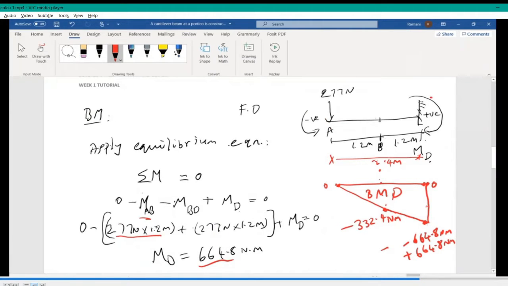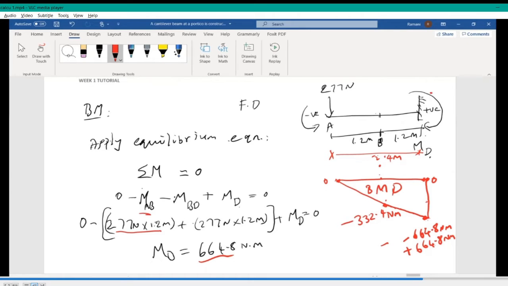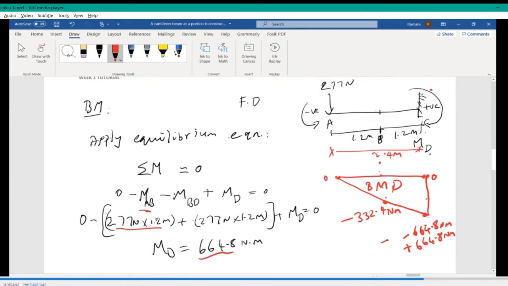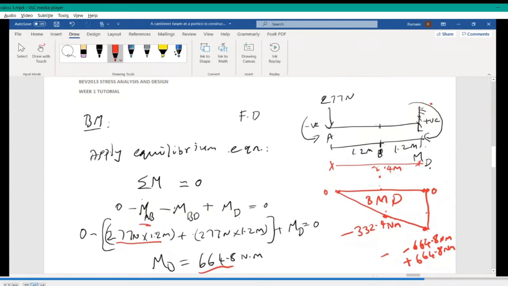Next portion, the same question I will continue for your calculation of shear stress. Any question here? Do you have a question for the number 1? Shall we move on to the second question? Hello guys. No question. Okay, let's move on to the next question.